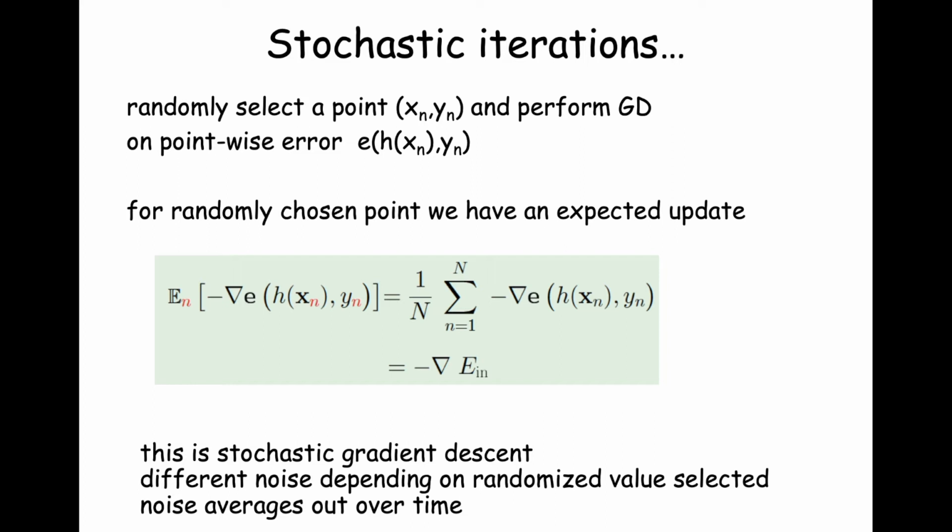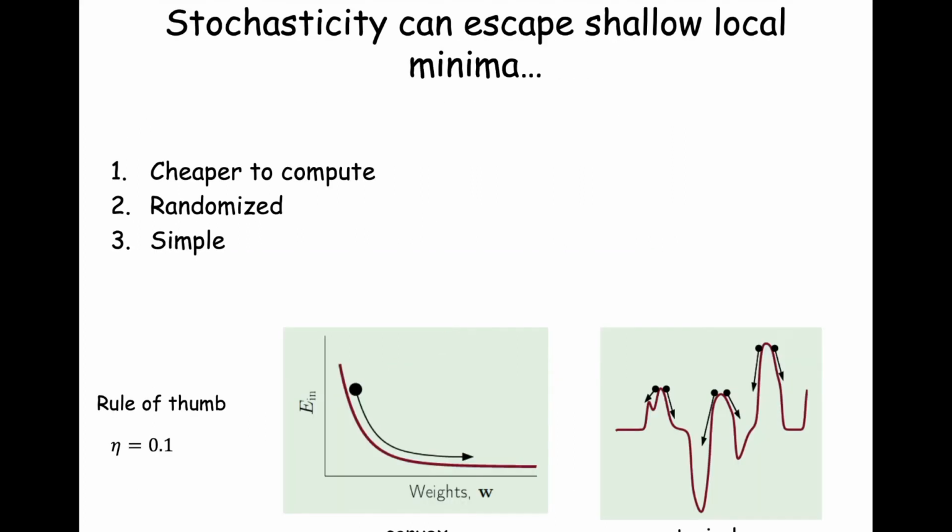Now, this stochastic gradient descent is more efficient because it's cheaper to compute over individual samples instead of over batches of data. It's randomized, and it's also simple. And so the rule of thumb generally is that your learning rate eta, your step size, is usually about 0.1.